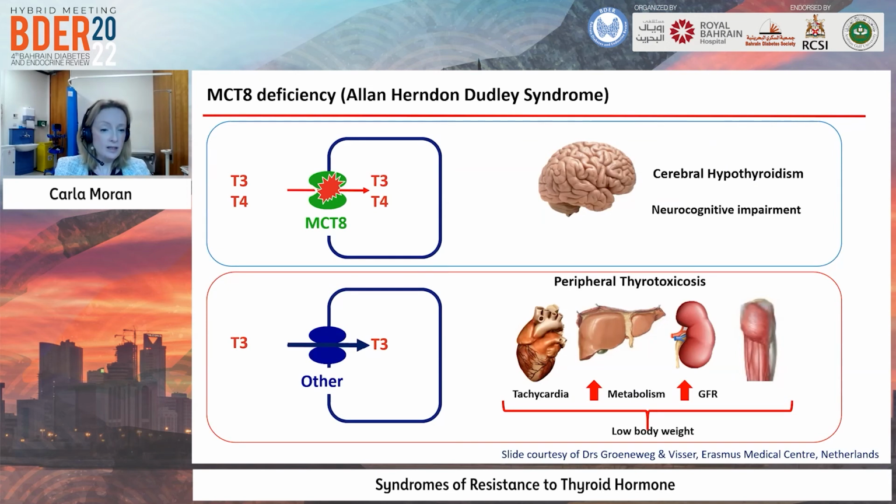But MCT8 is not required for thyroid hormone transport in the periphery. And for reasons we don't completely understand, these patients tend to have a raised T3. And so they have a peripheral hypermetabolic phenotype. They can have a tachycardia, they tend to have low body weight, they've increased BMR, and they can have failure to thrive as well.